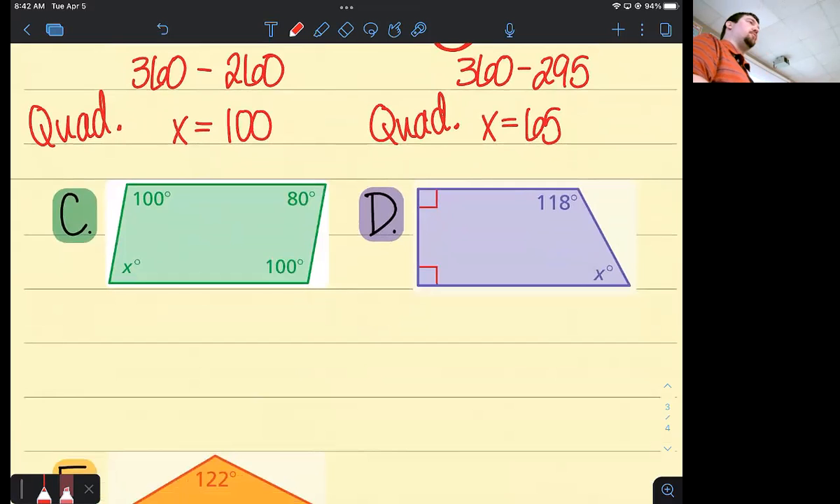Example C. I bet you we could do this one without doing any work. If you had to guess, what do you think angle X would be? It is 80. Nice job. Yep, this one's just 80. The reason for that is because this shape is what? What would I classify this shape as? Not a rectangle. It's a parallelogram.